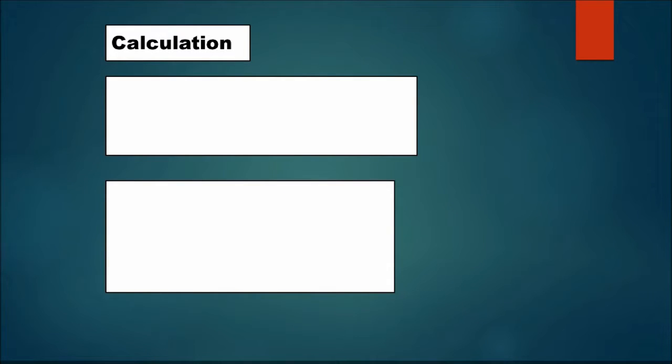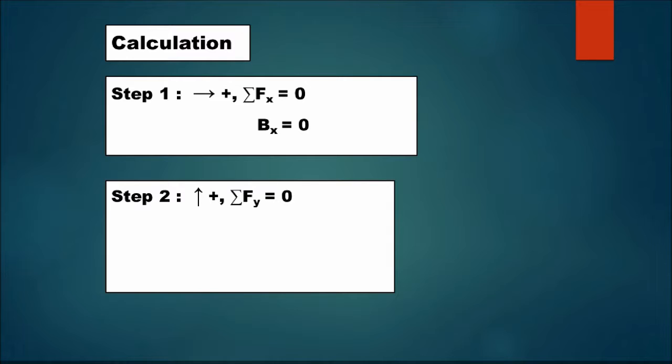Calculation. Step 1. Sum of Fx equals 0. Bx equals 0. Step 2. Sum of Fy equals 0. Negative 3 times y plus Ay plus By equals 0. Ay plus By equals 18 kilonewton.